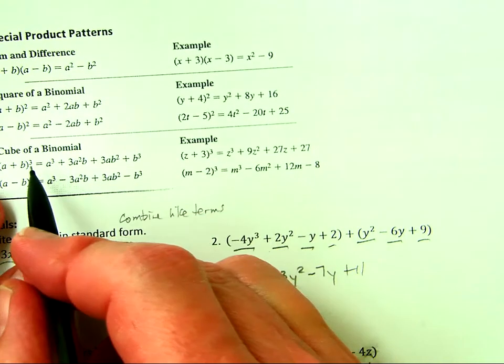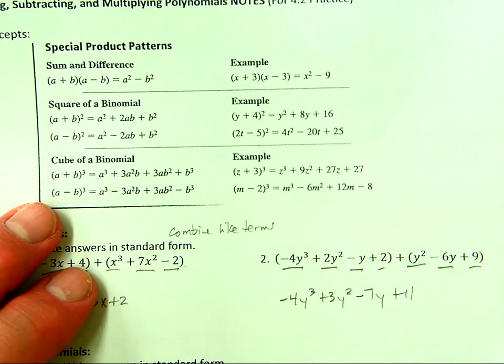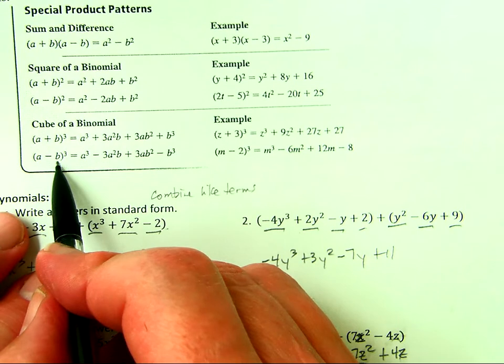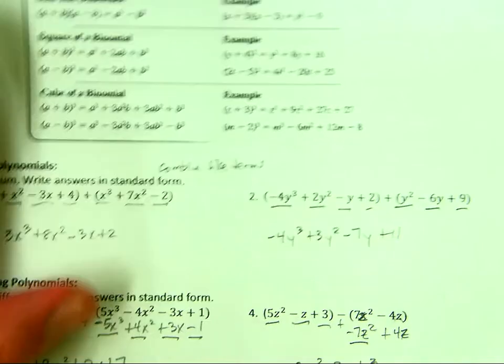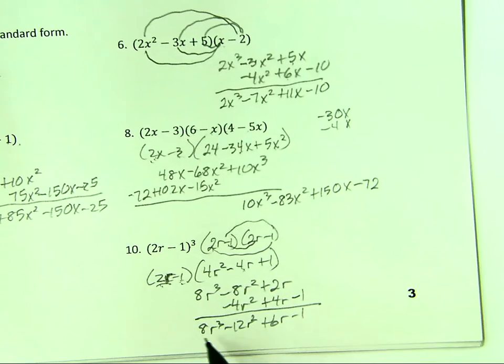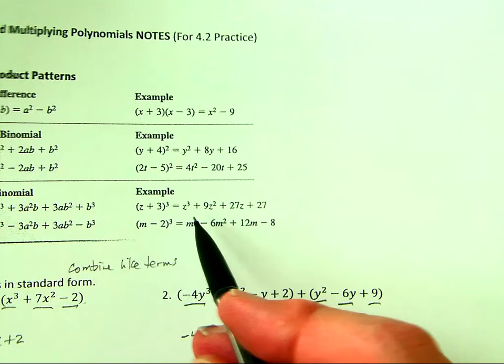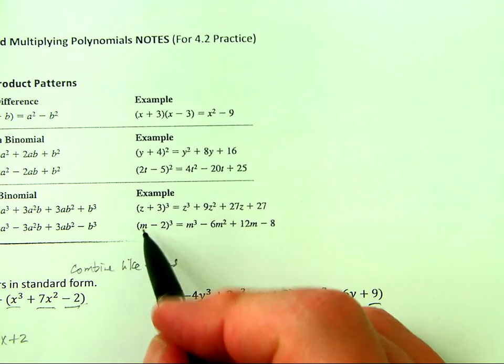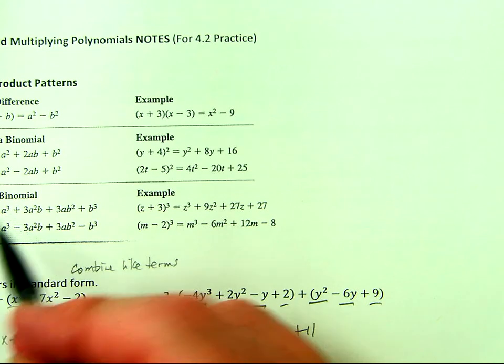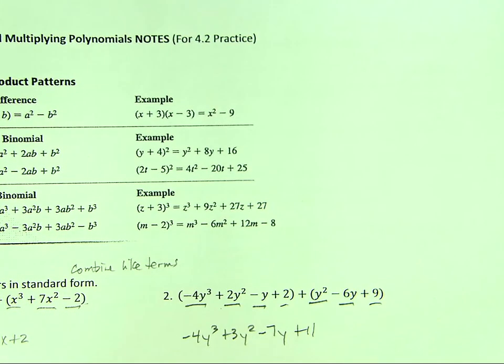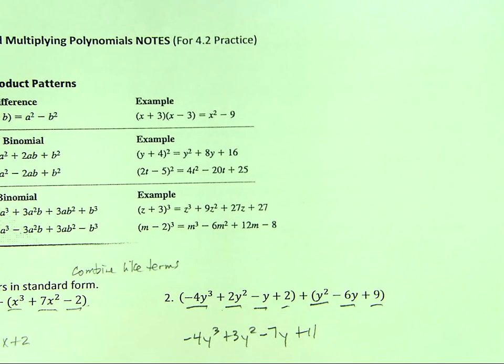They did have, if you notice on the top of this page, it showed you there's sort of a shortcut for cubing. This is a binomial, so it'd be like this one here. So you take the first term cubed. Well, we did that. 2r cubed, and we got 8r cubed. Then it's minus 3 times the first one squared times the second one. Anyway, there's a pattern there you can use, or you can just multiply it out this way. Whichever you choose to use is fine. And that's it for 4.2.